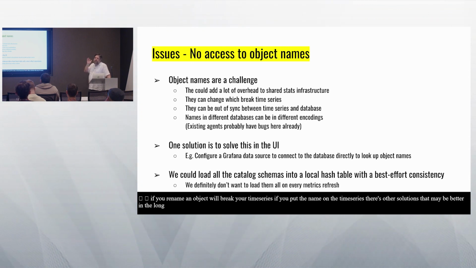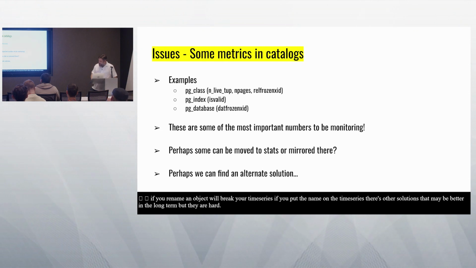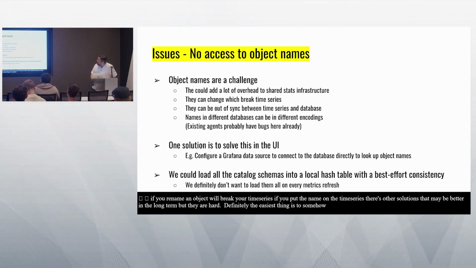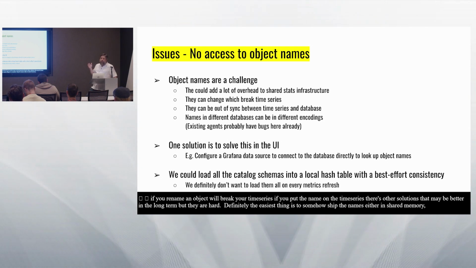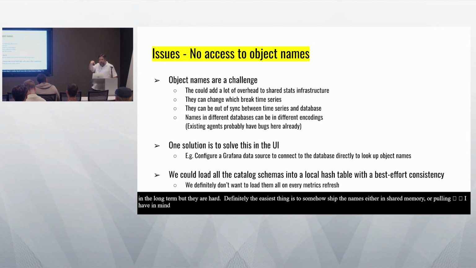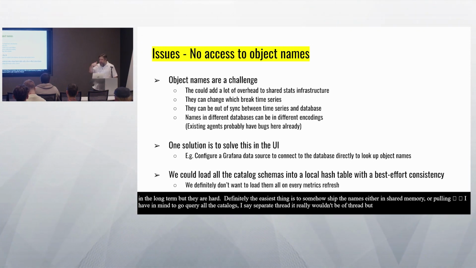Definitely the easiest thing is to somehow ship the names either in shared memory or by polling. I have in mind to go query all the catalogs in, I'd say, a separate thread. It wouldn't really be a thread, but just keep those as hints that we use to annotate the metrics, but not part of the critical loop that's actually fetching the metrics.